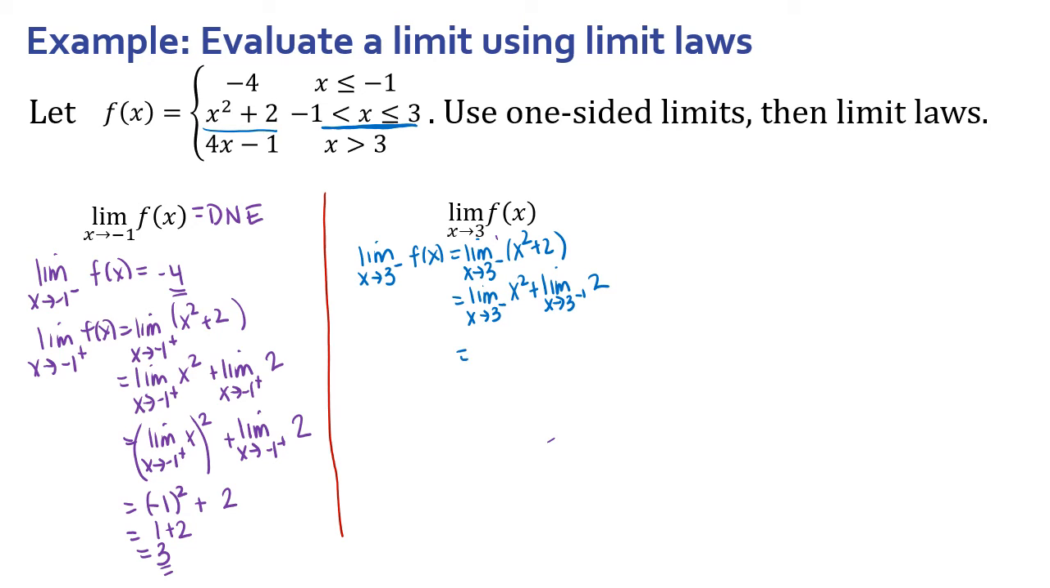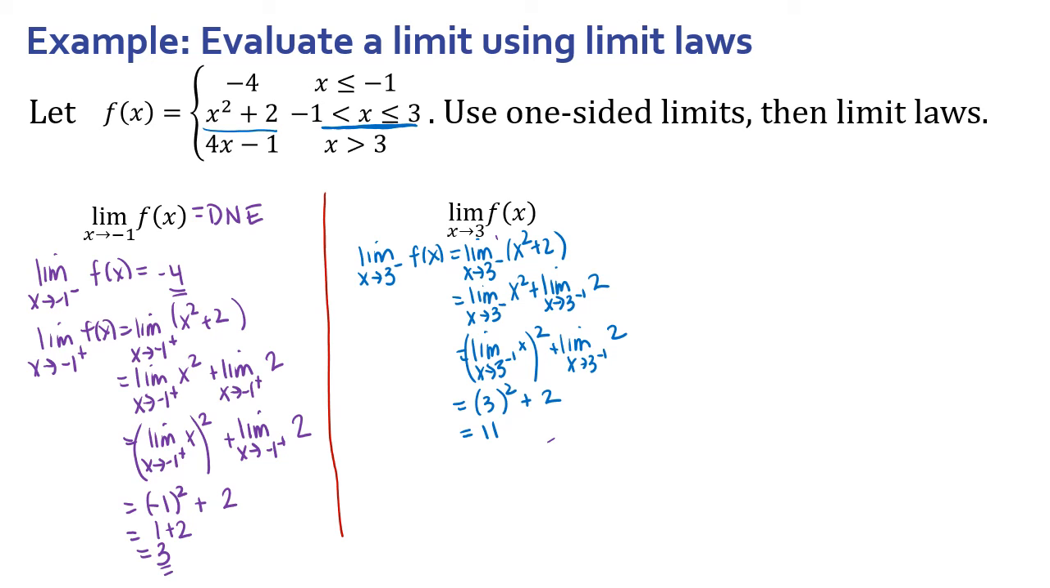So it's going to be doing the same thing we did on the other side for approaching -1 from the right. So I'm going to use that power rule, and then plus the limit as x approaches 3 from the left of 2. So that's going to leave me with 3 squared plus 2, which is 11.